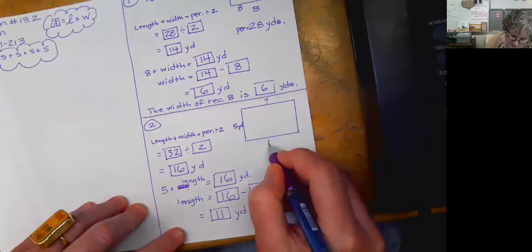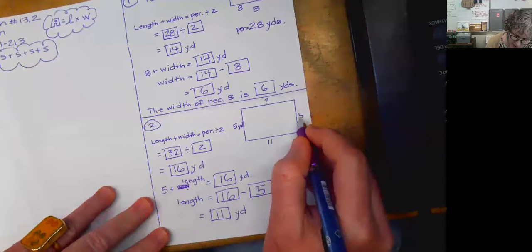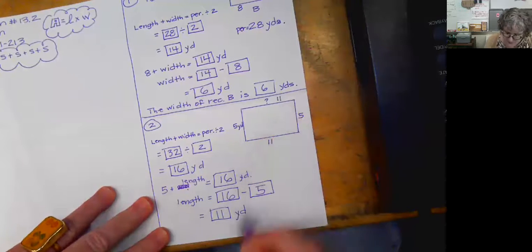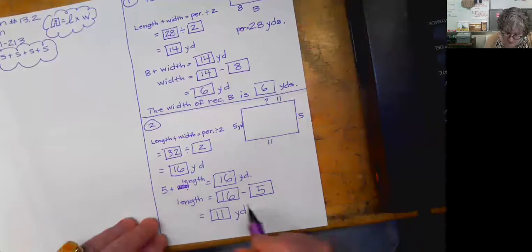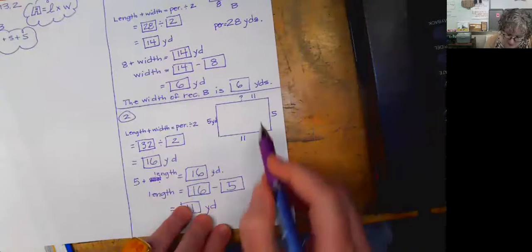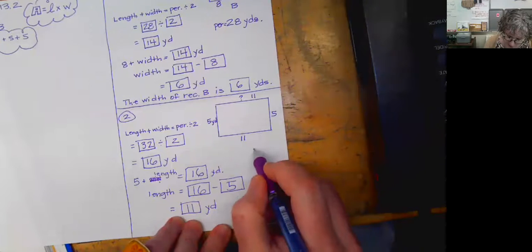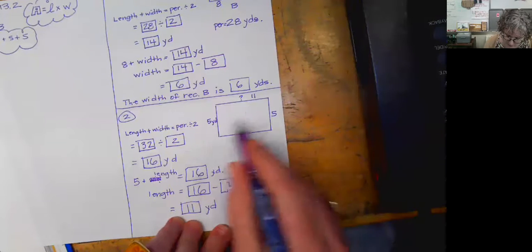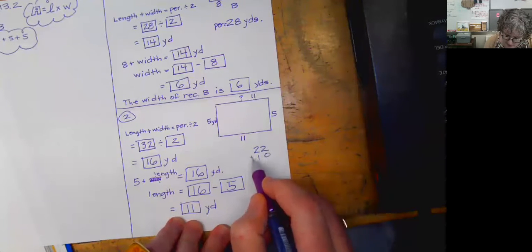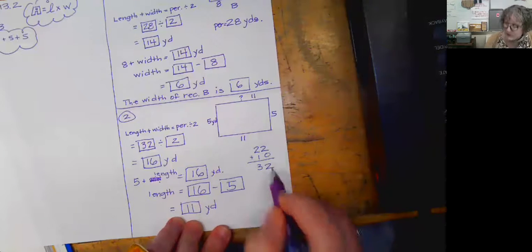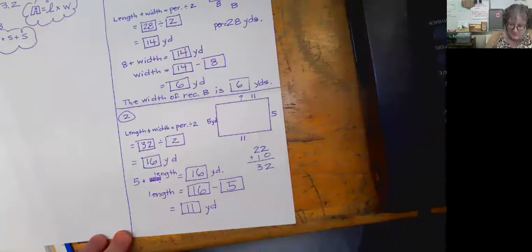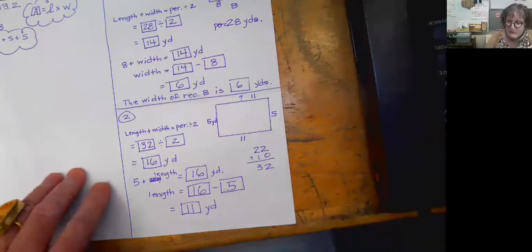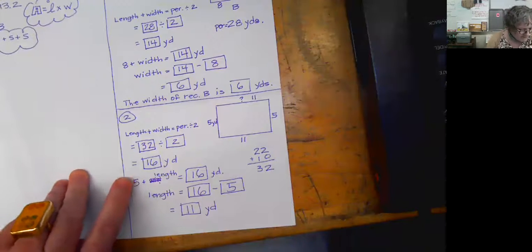So if we said this was 11, this was 5, this was 11, let's add them up and see if they equal 32. So 11 plus 11 is 22, and 5 plus 5 is 10. So that does indeed equal 32. Awesome. Woo! I like that.